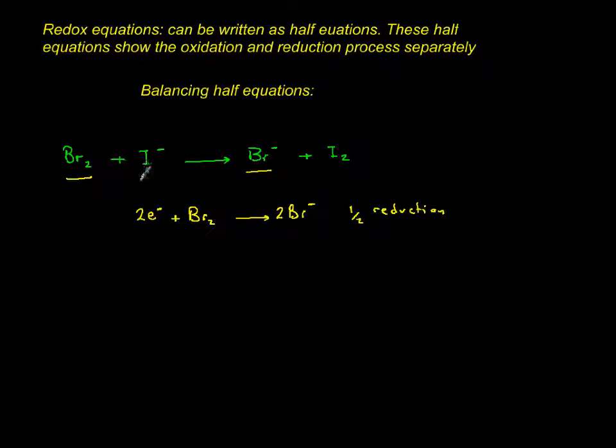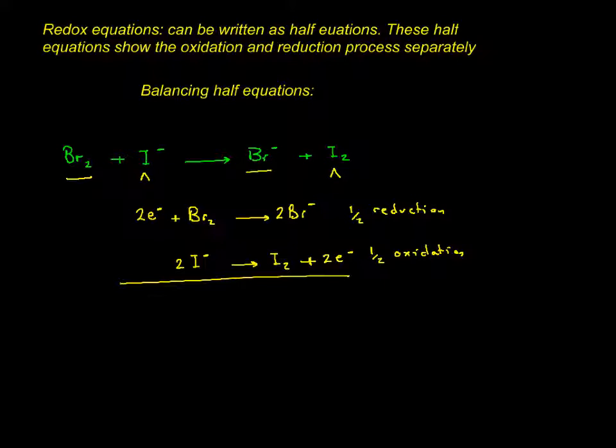Then let's go after the other species, iodide versus iodine. So I have I minus, that is becoming I2. Balance the atoms, so 2 of this. You have 2 negative charge, let's balance the charges, so we are going to lose 2 electrons on the product, and it's half oxidation.